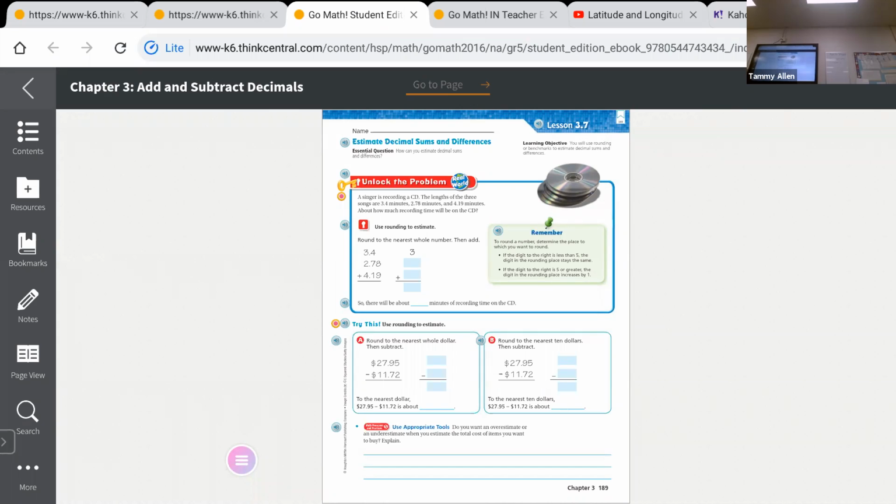All right, so as we take a look at the first one, we're using rounding to estimate. We've got a singer recording a CD. We've got the length of the 3 songs. We would know about how much recording time will be on the CD. We're going to round each of these to the nearest whole number. By rounding to the nearest whole number, that means we're going to round to the nearest ones place. So you need to understand that the whole number means that we're rounding to the nearest 1. The word about tells us that we're estimating. The nearest whole number would mean that we're rounding to the ones place.